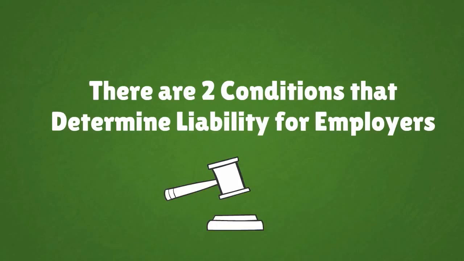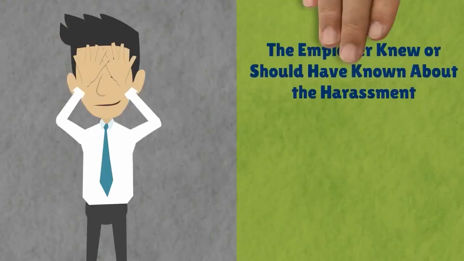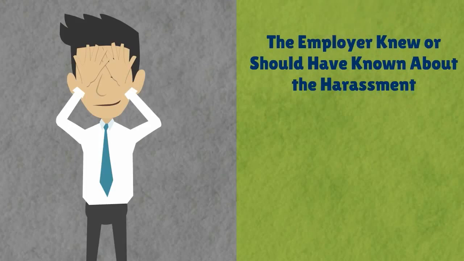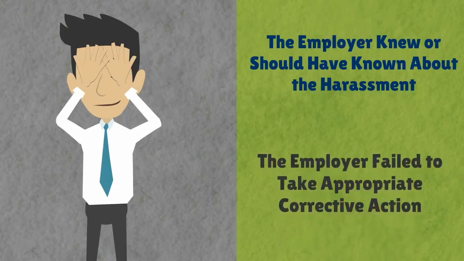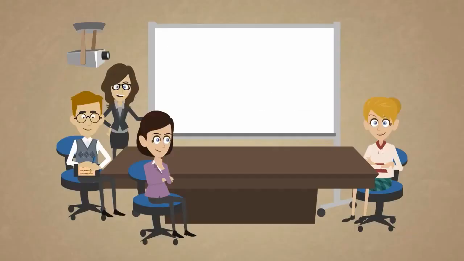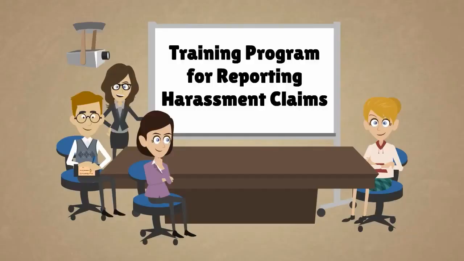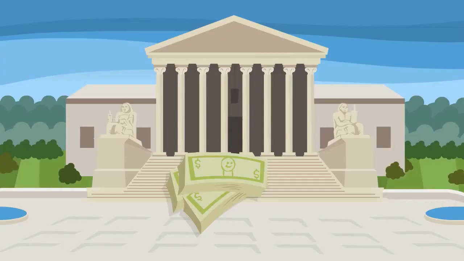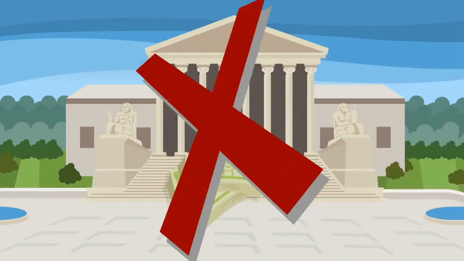There are 2 conditions that determine liability for employers in cases of hostile environment sexual harassment. The employer knew or should have known about the harassment, and the employer failed to take appropriate corrective action. Having a training program as well as a clear procedure for reporting harassment claims can shield employers from expensive lawsuits.